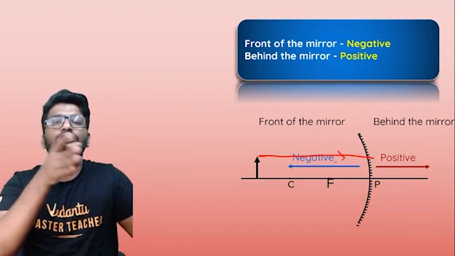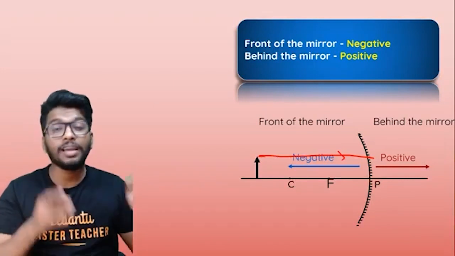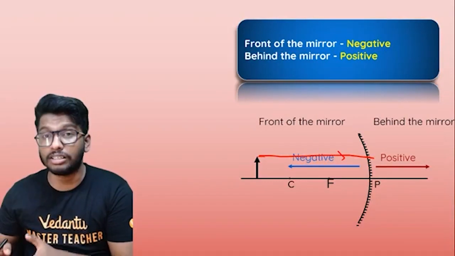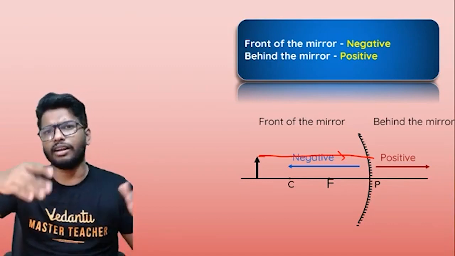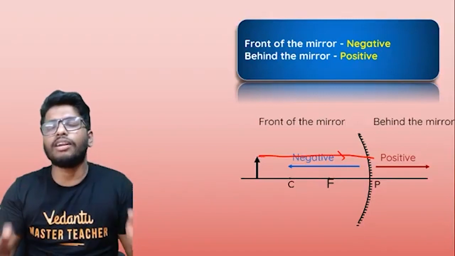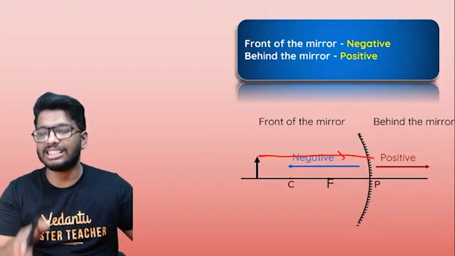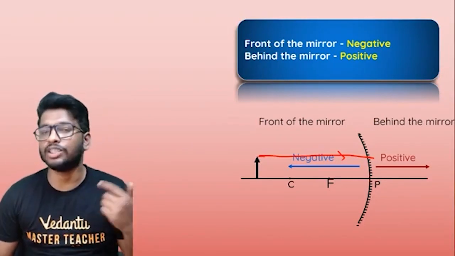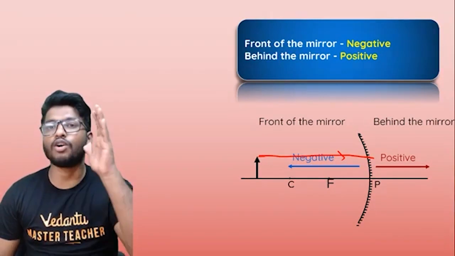that is in front of the mirror, because it's in the opposite direction of that of the incident ray, is taken as negative. So let's talk about the concave mirror. In a concave mirror, you see that the distance in front of the mirror is taken as negative, and the distance behind the mirror is taken as positive. In front of the mirror is negative, behind the mirror is taken as positive for a concave mirror.